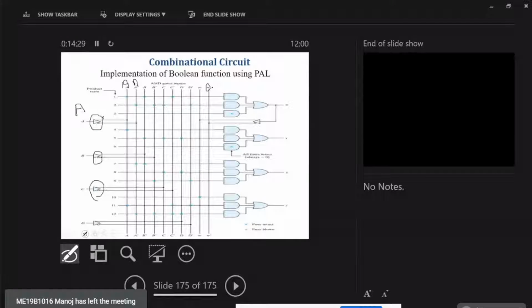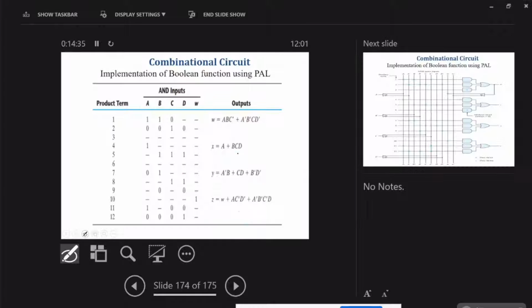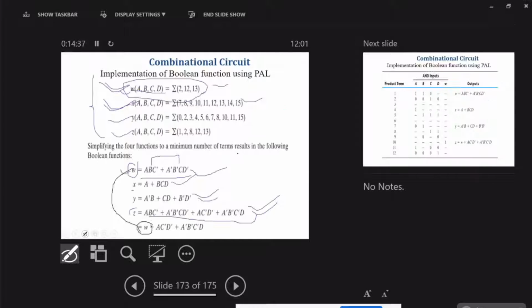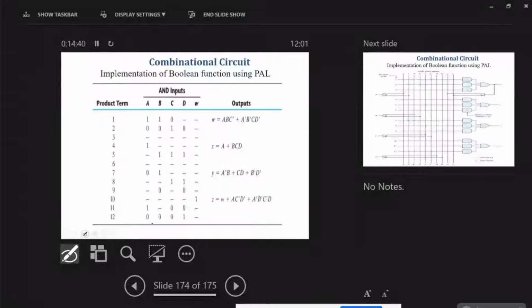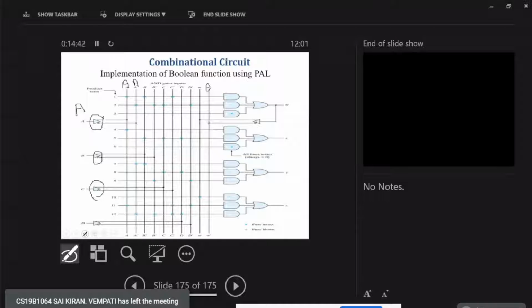So obviously we need buffer inverter, AND array and OR array. So W will also go from buffer inverter combination. So here the buffer inverter combination is there, because this will generate W, this is X, this is Y and this is Z. So accordingly we will program it.